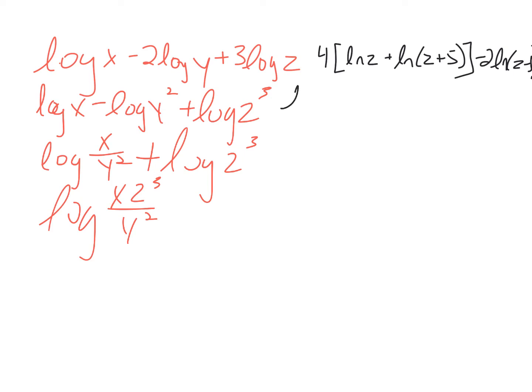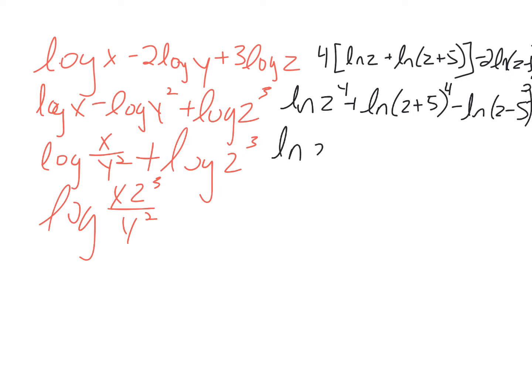Next. I see that 4 up front, and I'm going to move it to both exponents inside the parentheses. So it would be ln of z to the fourth plus ln of z plus 5 to the fourth minus, and I'm moving that 2 up front too, so ln of, remember it's z minus 5 squared. So plus we multiply, so it would be ln of z to the fourth, z plus 5 to the fourth, minus ln of z minus 5 squared.